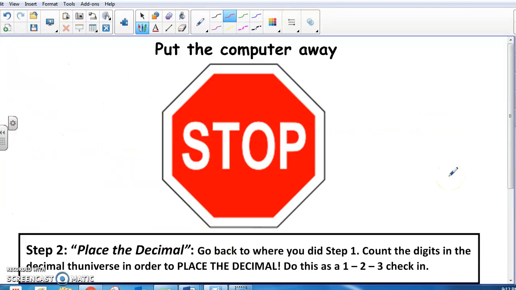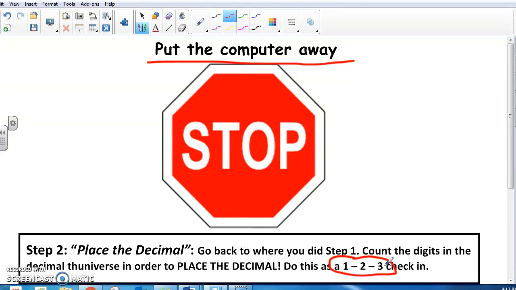At this point, you're done with the video. So you're going to go ahead, you're going to stop, you're going to put your computer away, log out of it first. You're going to go back to the worksheet and follow the next step. It says step 2, place the decimal. You're going to go back to the work you did in step 1, where you pretended that they were whole numbers and got the digits for the answer. Now you're going to go back, count the digits in the decimal thuniverse in order to place the decimal in the correct spot. Okay, you are going to do this again as a 1, 2, 3 check-in.